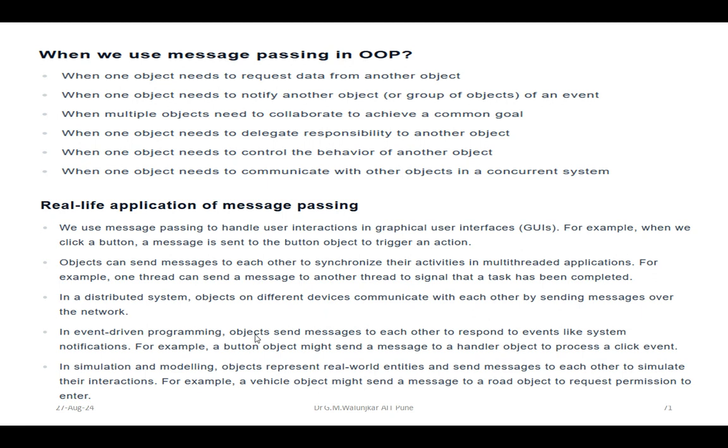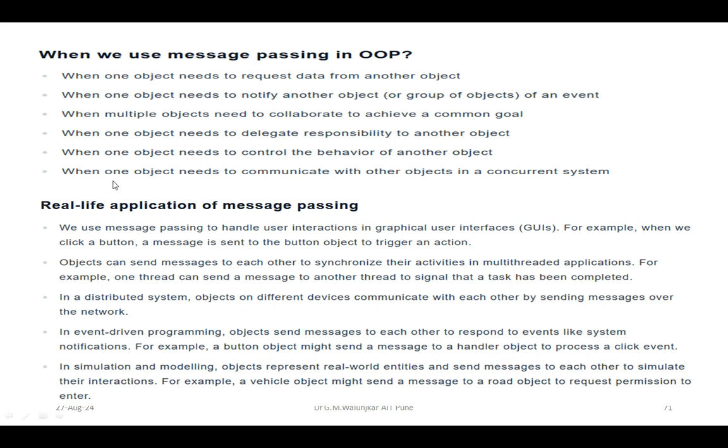For example, if you want to print the class of a student in a result analysis, you require student information, marks information, and co-curricular activities. So that can be clubbed together. When one object needs to delegate responsibility to another object, you can use message passing. When one object needs to control the behavior of another object, so behavior is one of the important aspects of any object, when you want to control this, you can go for message passing.